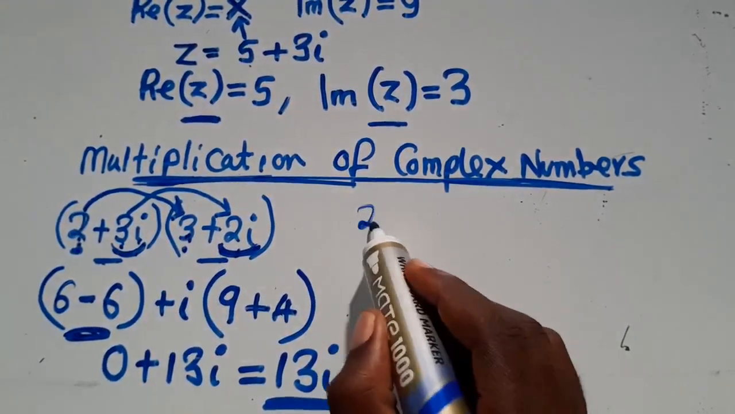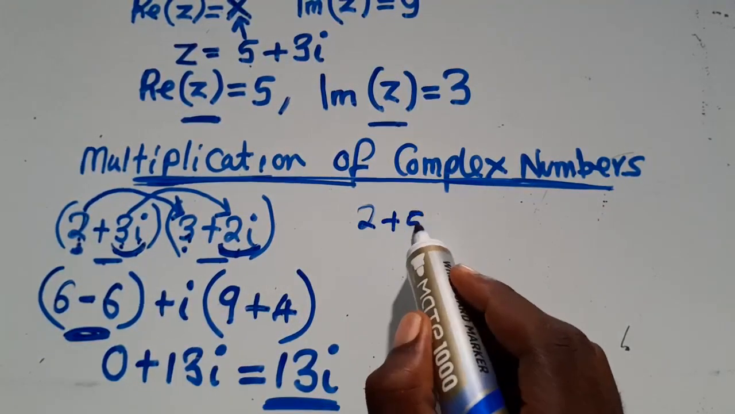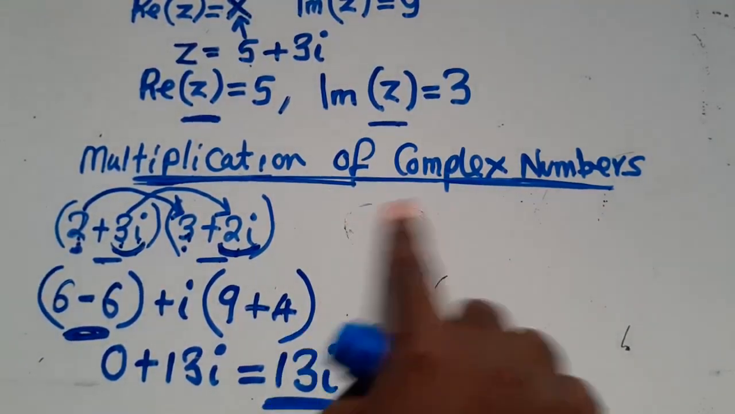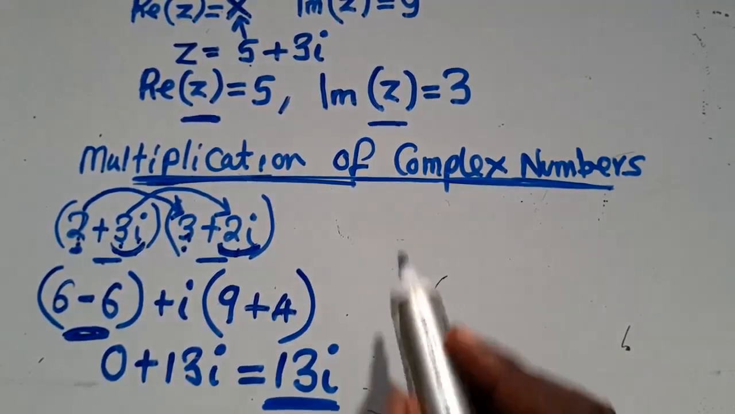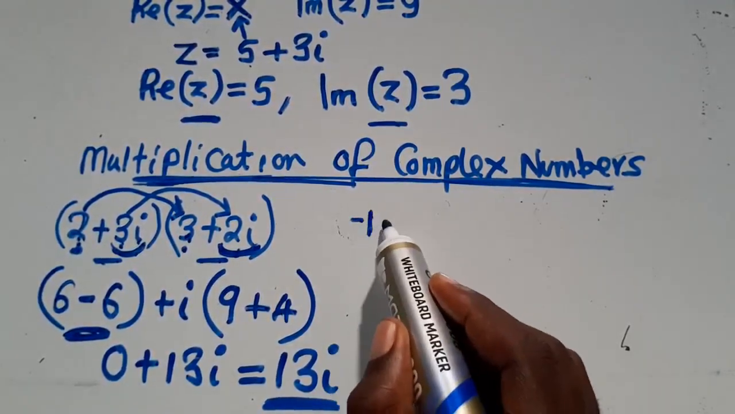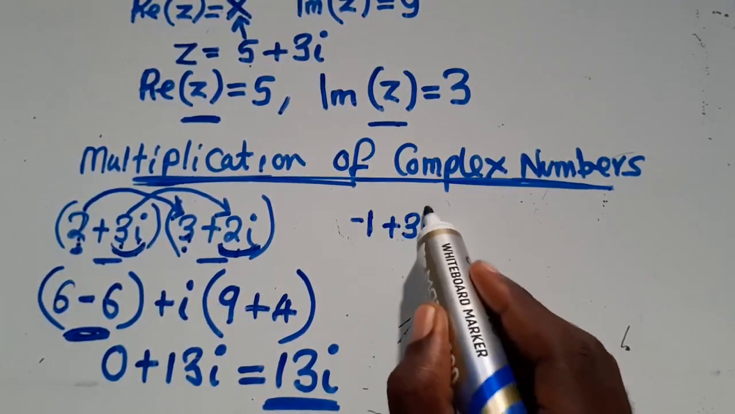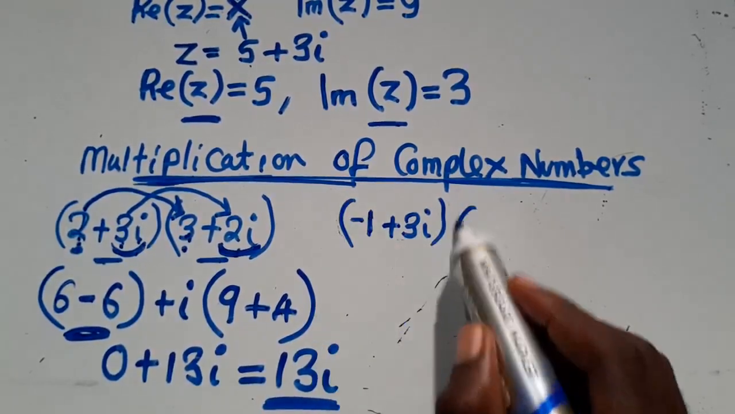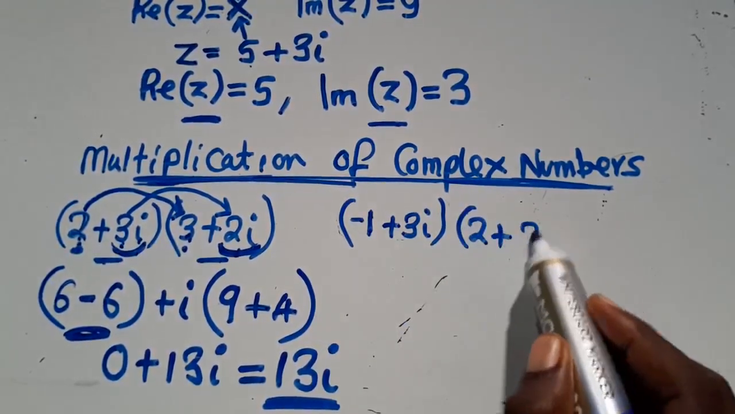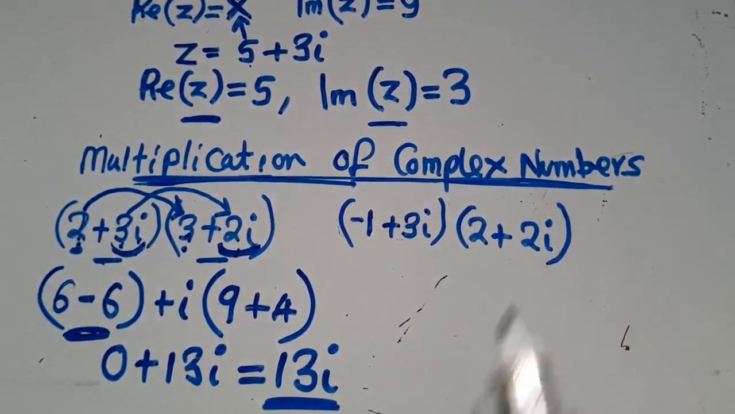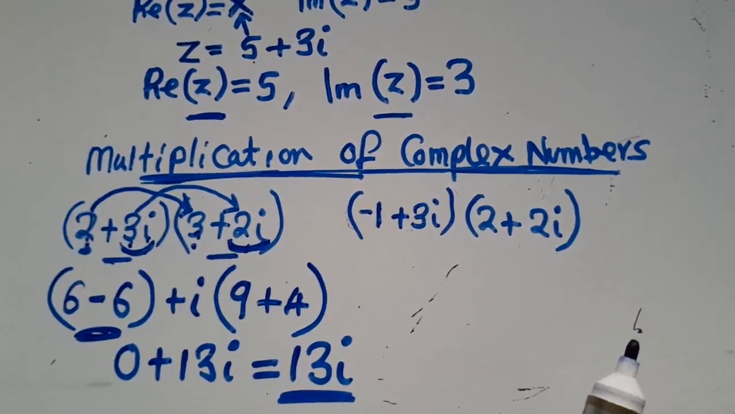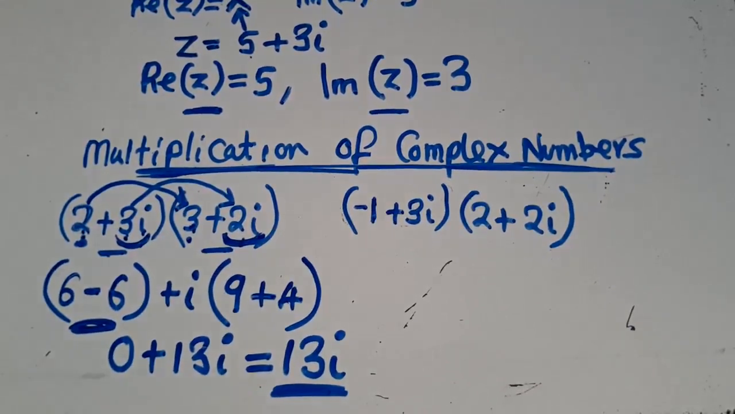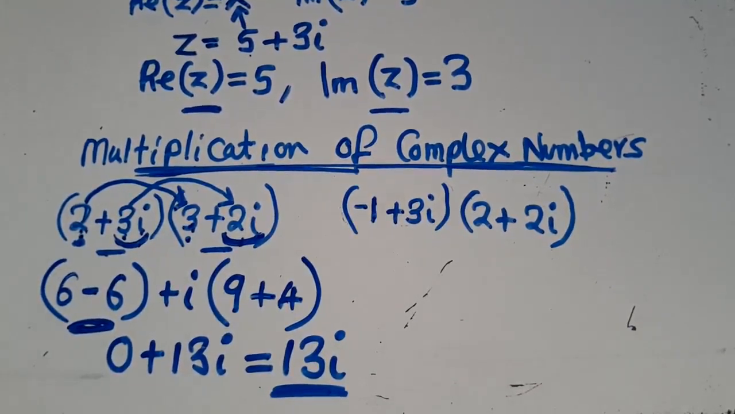You've got 2 plus... let me give another question here. So negative 1 plus 3i, these are in brackets like this, times 2 plus 2i like this. What answer can you find there? So when you multiply these two complex numbers, what answer are you going to have?